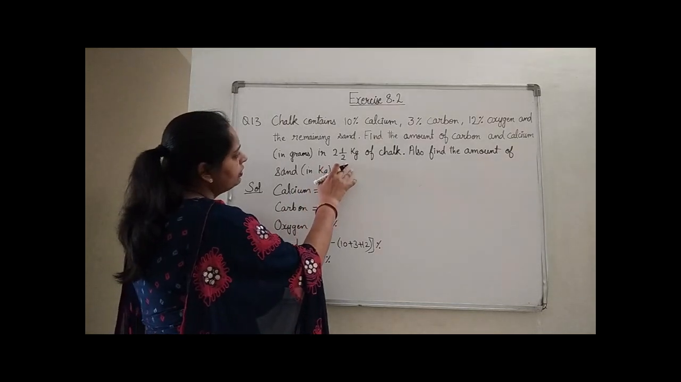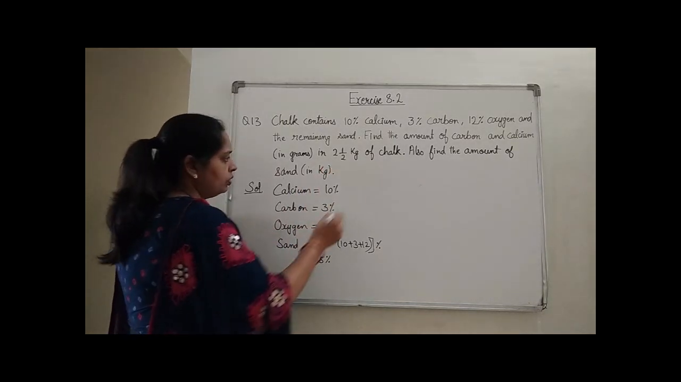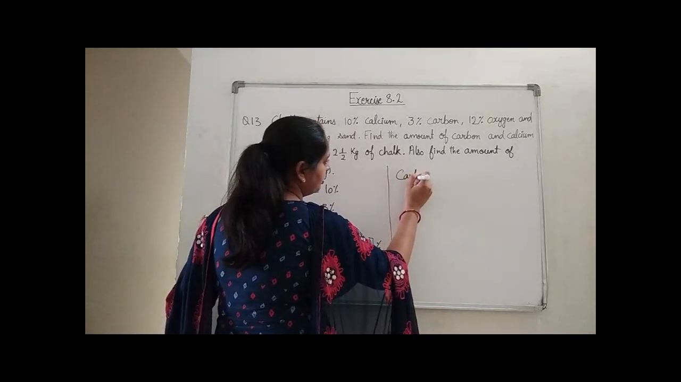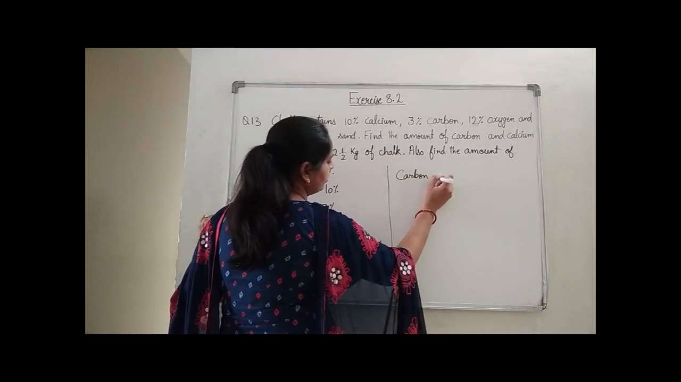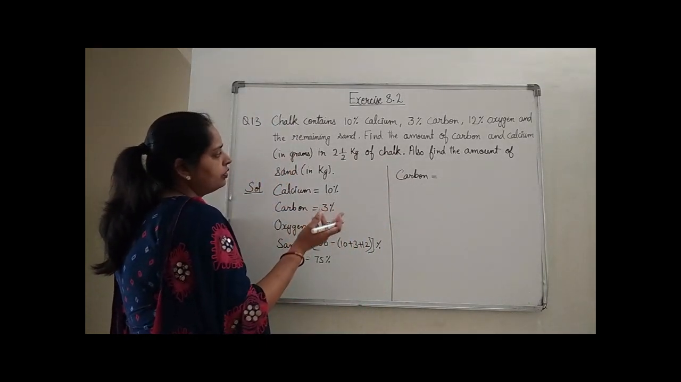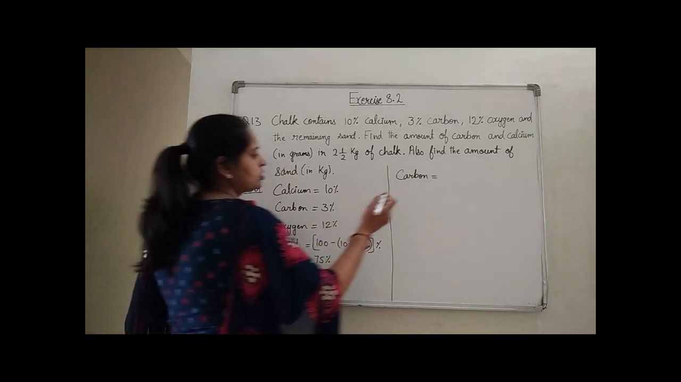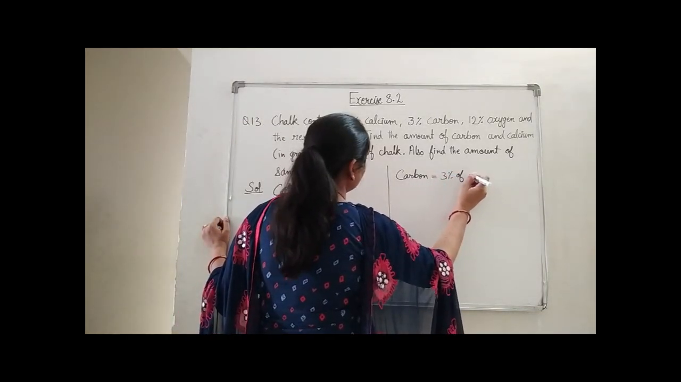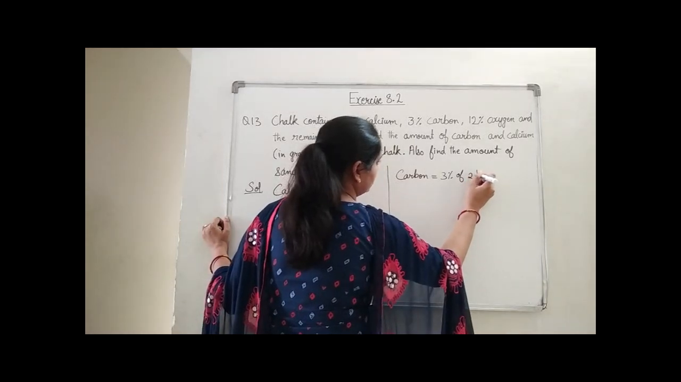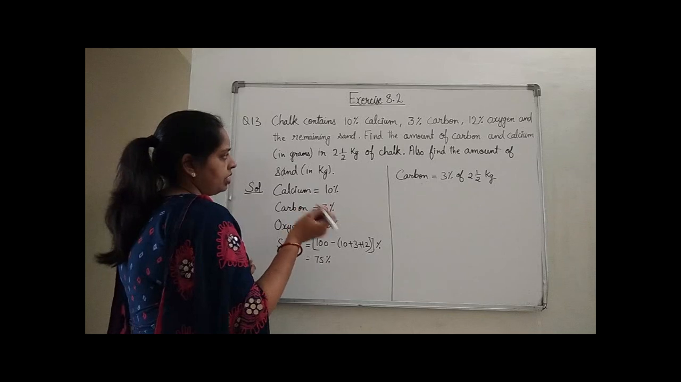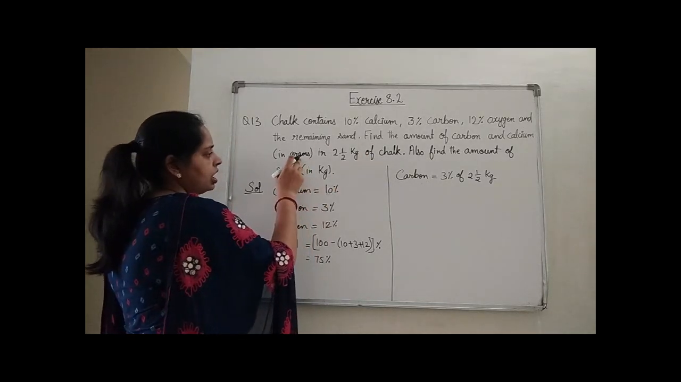Okay. Now we need to find the amount of carbon. If the chalk is of 2.5 kg, so we are having carbon equal to, carbon is given how much? 3%, right? 3% of what? 3% of the total chalk. So 3% of 2.5 kg. We need to find the carbon in grams.